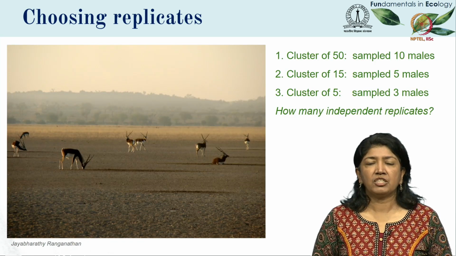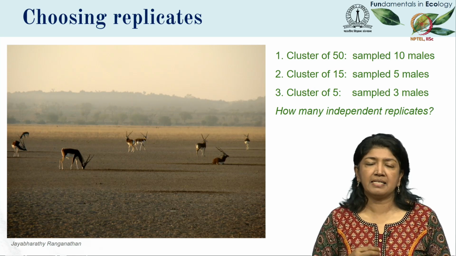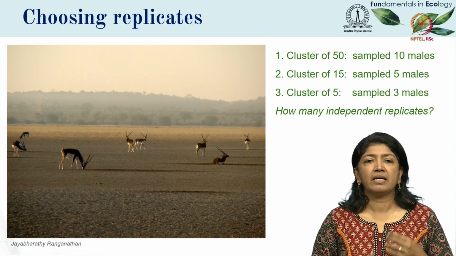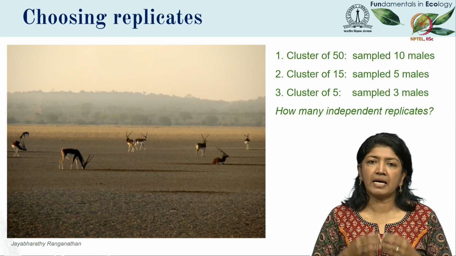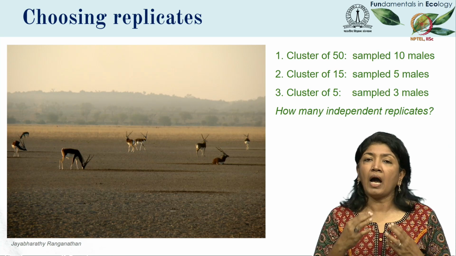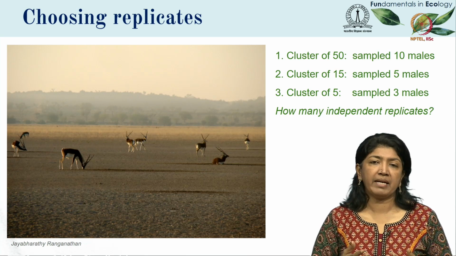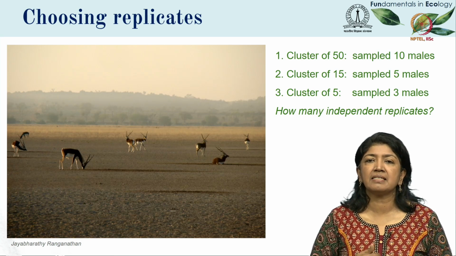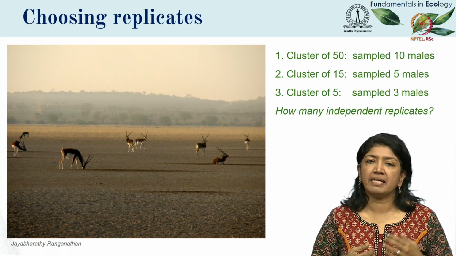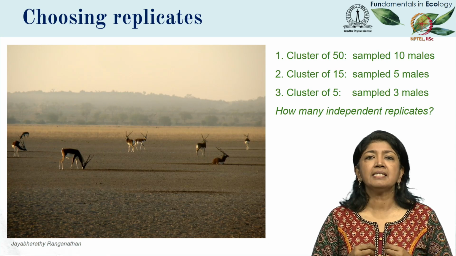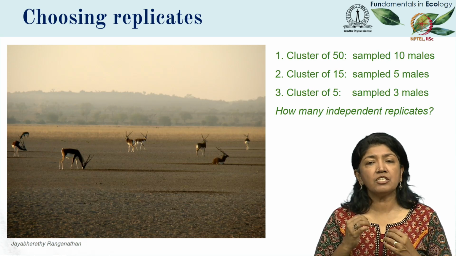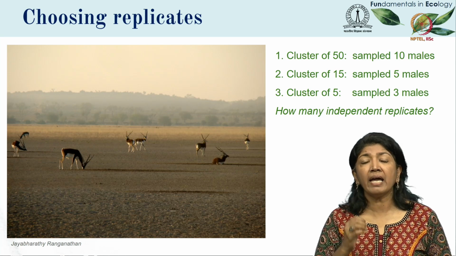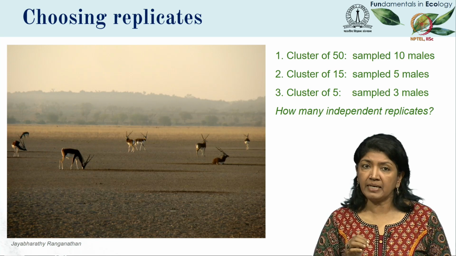To test this prediction, I select 3 clusters, a cluster of 50 males, a cluster of 15 and a cluster of 5. Now, in the cluster of 50, I sample 10 males, I observe 10 males and record how many females visit and mate with each of these males. So, I get male mating success estimate for 10 males in the first cluster, 5 males in the second and 3 males in the third. So, my question now is, how many independent replicates do I have? I have measured 18 males, but do I have 18 independent replicates?